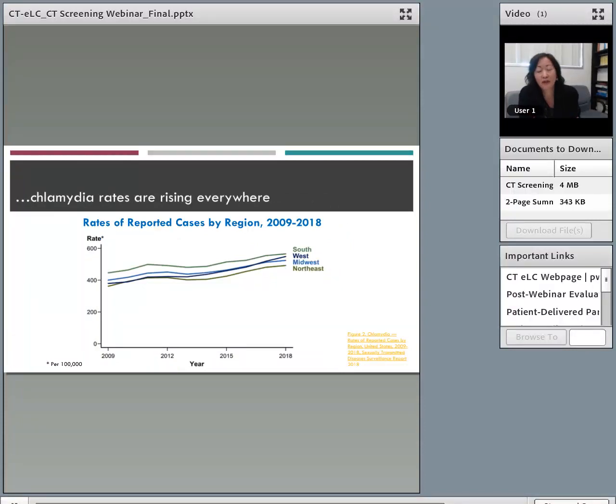And it's interesting because this is different for infections like syphilis, but really chlamydia is rising everywhere regardless of region, and of course you will see some regional variability with the South having slightly higher rates, but as you can see, it's not good anywhere and it's getting worse.